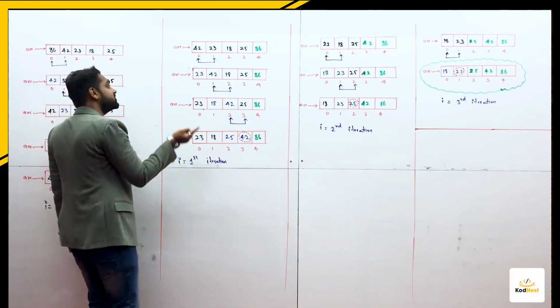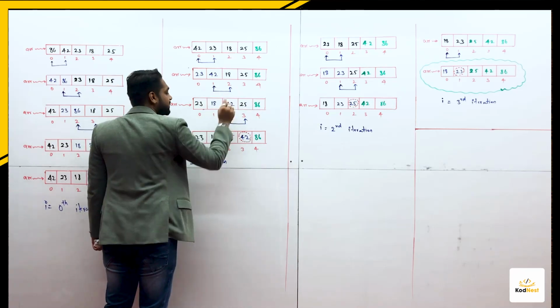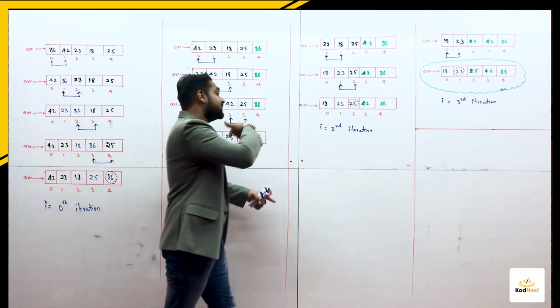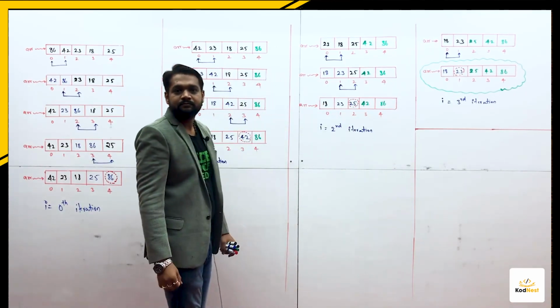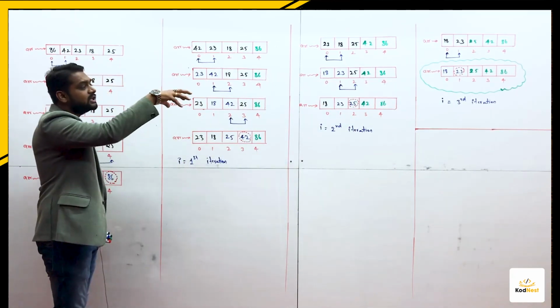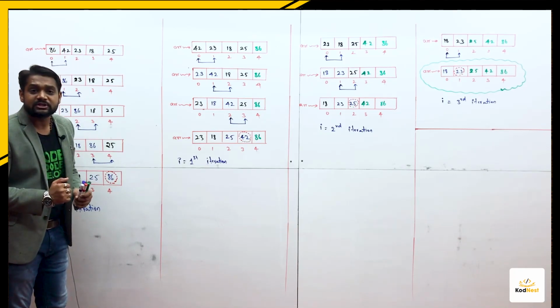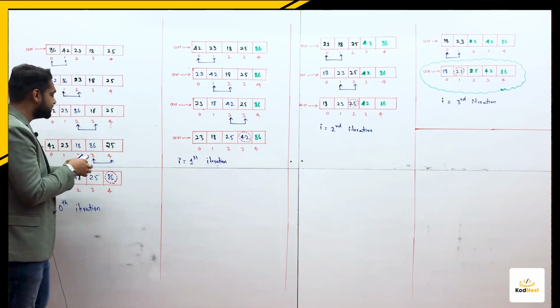Again in the second iteration also the same thing: first with second, second with third, third with fourth. Again in the next iteration also the same thing: first with second, second with third. Like that I am doing comparisons in each iteration. How many comparisons am I doing? That also let us see.